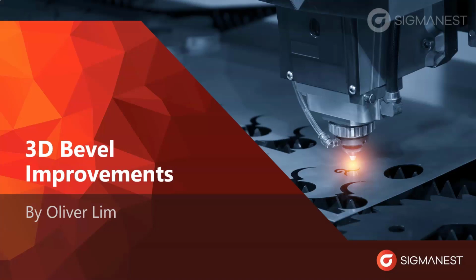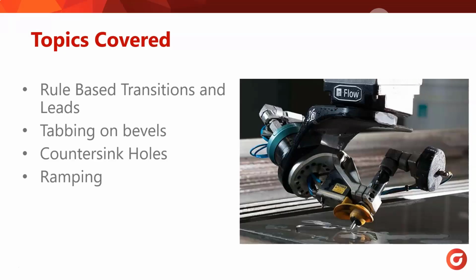Today's topic is 3D bevel improvements in version 20 and version 21. I've sectioned out the webinar into 4 main topics, so the first thing I'll go over is Rule Manager and modifying transitions and leads in the new format. Then I'll cover bevel tabbing and how this has changed, single pierce countersinks, and finish off with ramping rules.